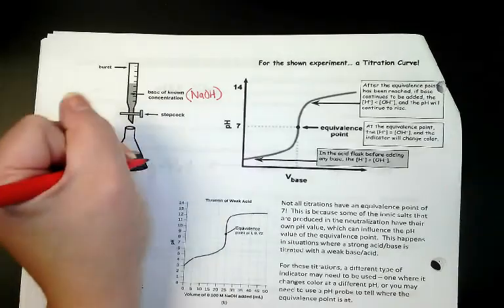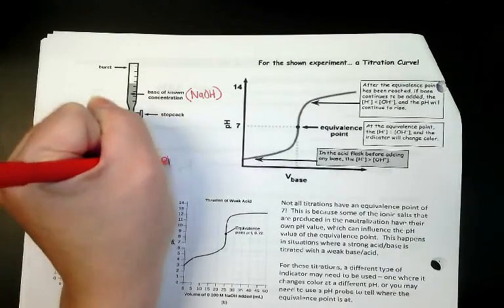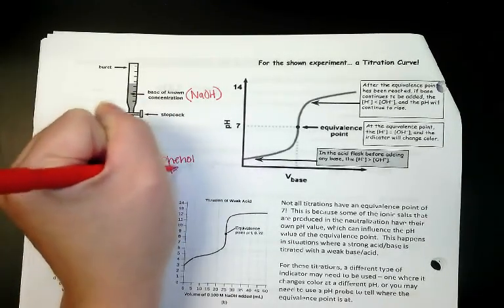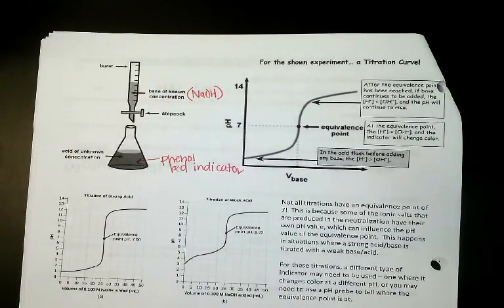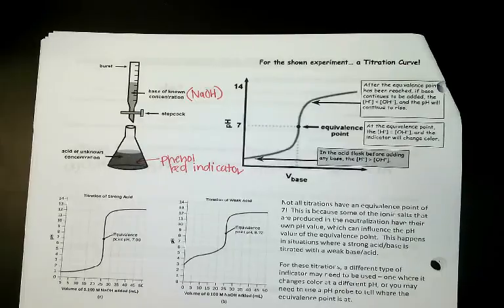Now, we also have phenol red indicator in our solution, so our acid should be yellow.